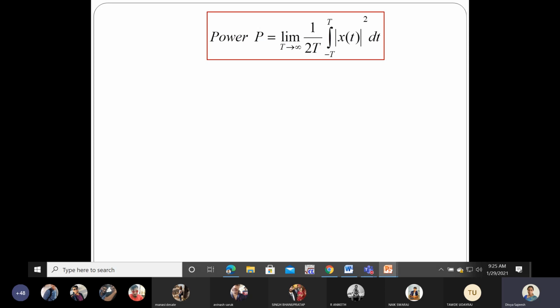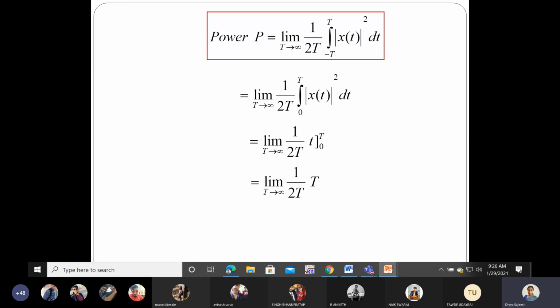So power is equal to limit T tends to infinity, 1 upon 2T, integral of x of t squared. Here let us substitute x of t as 1. We will apply the limits later. Let us integrate it first from 0 to T. If you apply the limits for T, you are left with 1 upon 2T into T. So T will get cancelled.